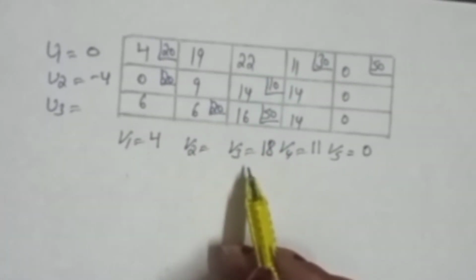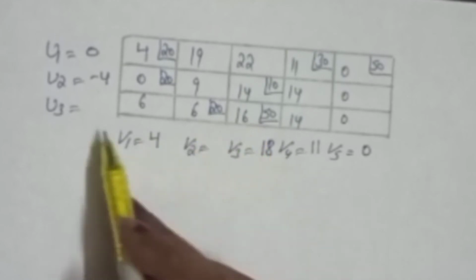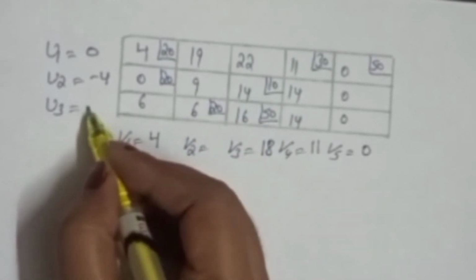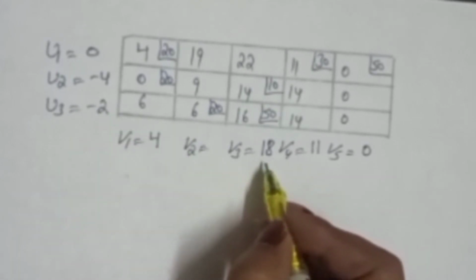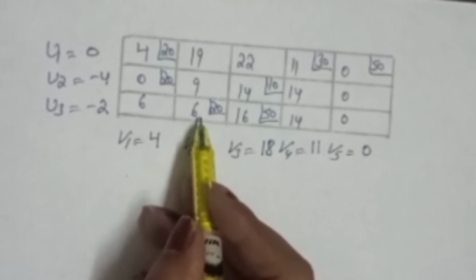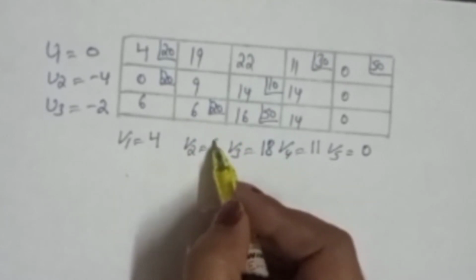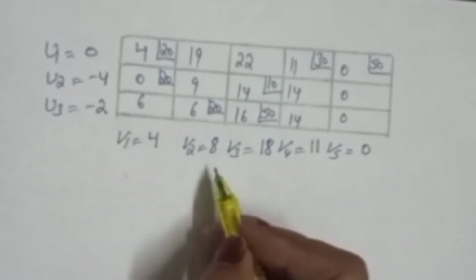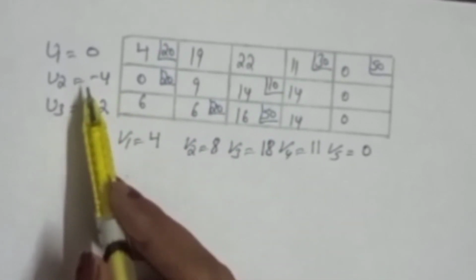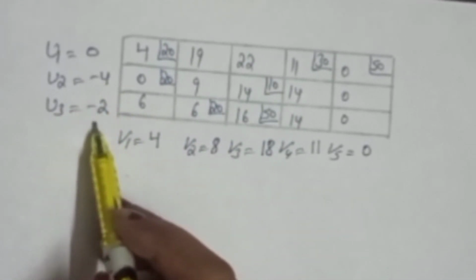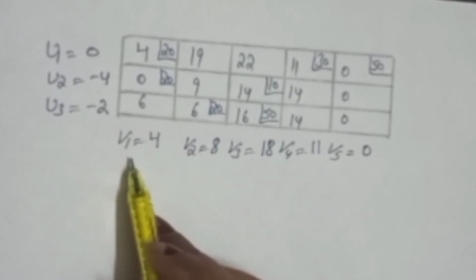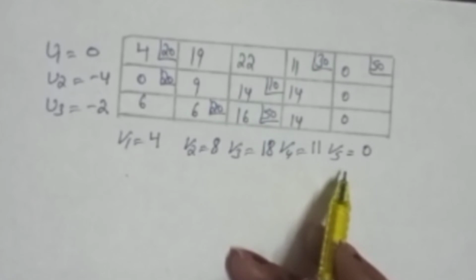u3 plus v3 is equal to 16, means u3 plus 18 is equal to 16. So here we can write minus 2, because minus 2 plus 18 is equal to 16. u3 plus v2 is equal to 6. So here we can write 8, because minus 2 plus 8 is equal to 6. So we have all values of u1, u2, u3 and v1, v2, v3, v4 and v5.